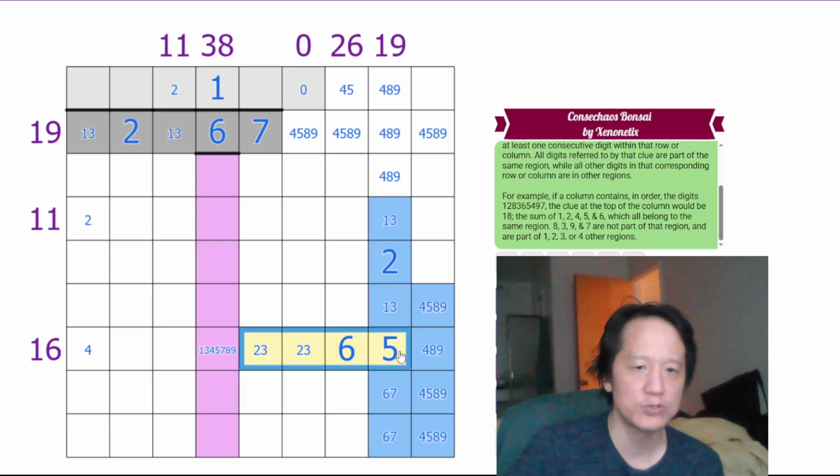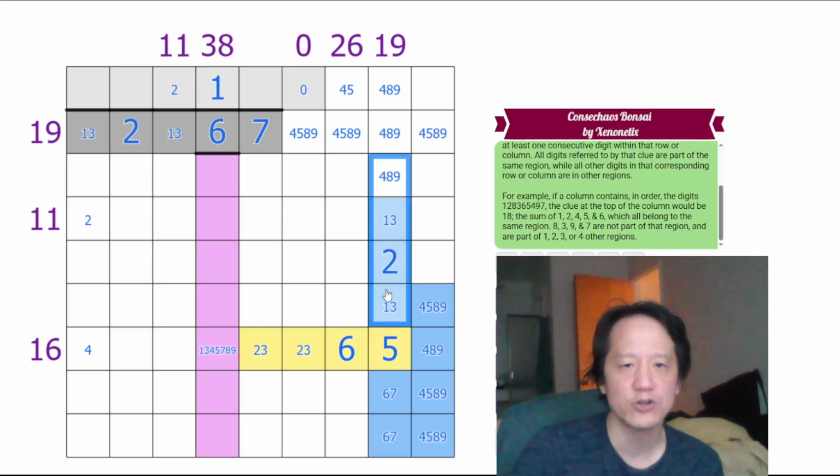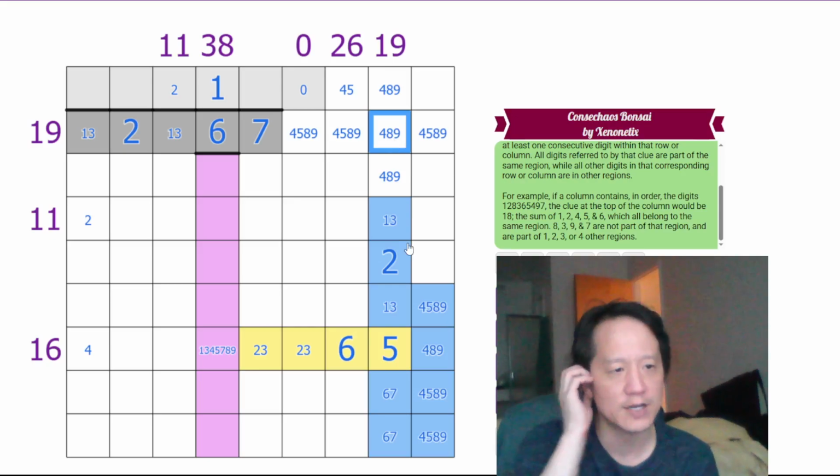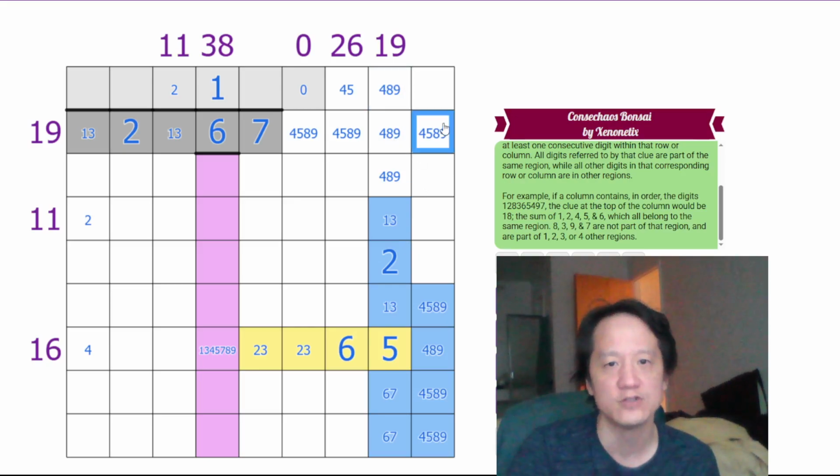So this would be 2, 3, 5, 6. 5 would be consecutive. This has to break down in 3 and 2, and it cannot be part of here, because again, this problem is 1, 2, 3, 6, 7 in the region. So therefore, this is 4, 5, 8, 9 guaranteed, this is 4, 5, 8, 9, and this is 4, 5, 8, 9 guaranteed, all of these cells.